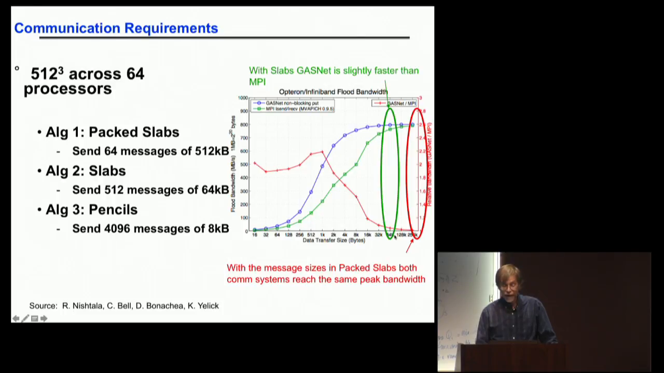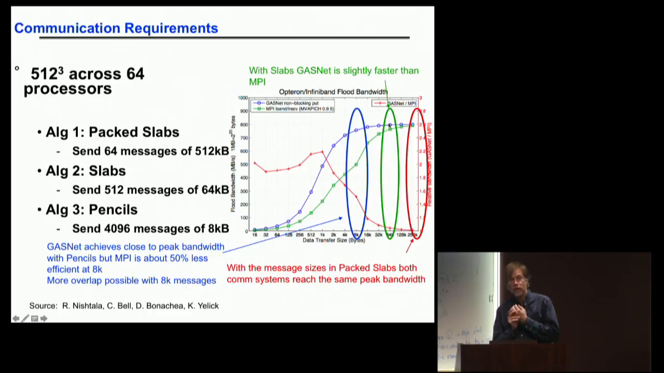So let me move down to slabs. That is this size message, so at this particular column. And again, MPI and GasNet are going to be about the same, but this has more opportunity for overlap. I don't expect to see much difference between the two. So where is the sweet spot? I claim the sweet spot is right there.